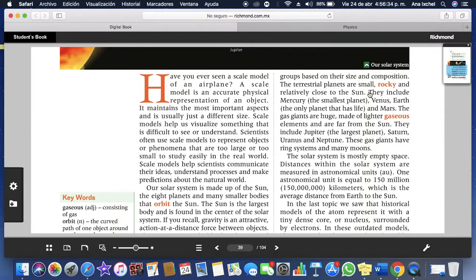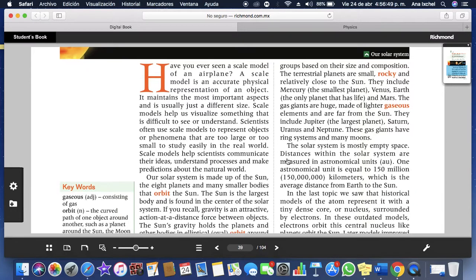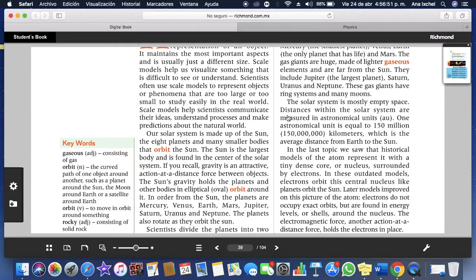Scientists often use scale models to represent objects or phenomena that are too large or too small to study easily in the real world. The scales help scientists to communicate their ideas, understand the process, and make predictions about the natural world.